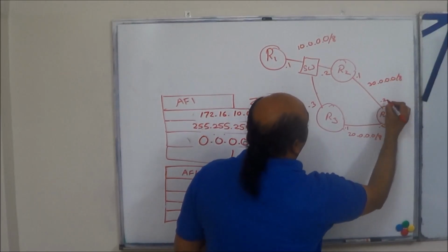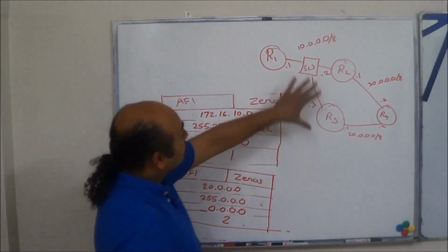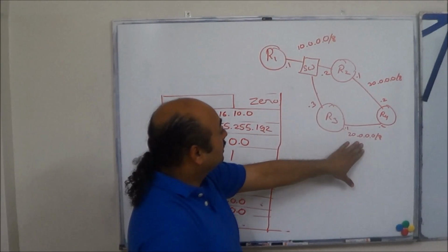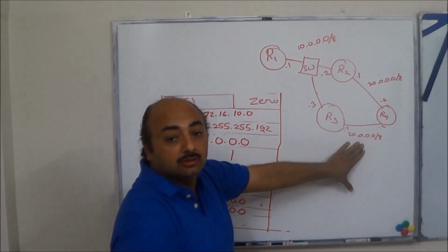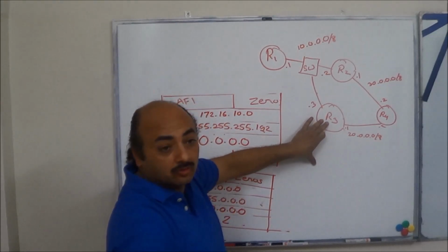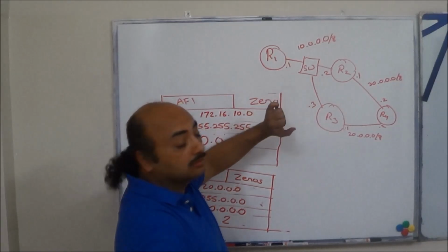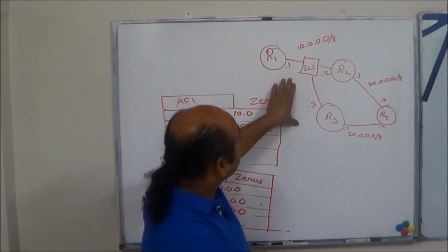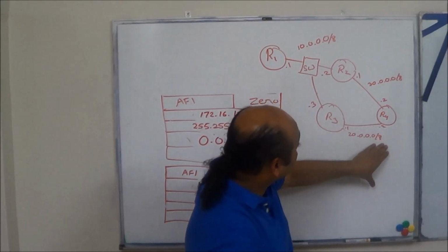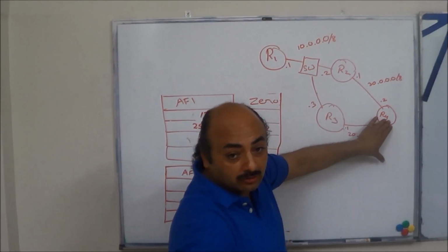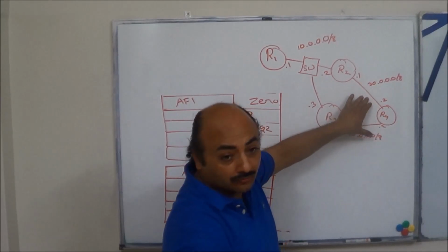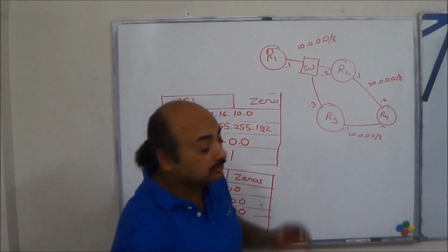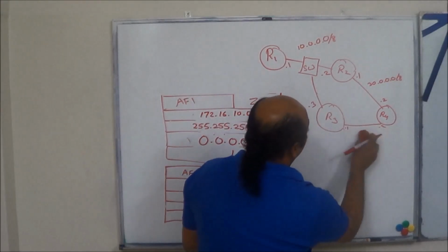Dot 1, dot 2. So if all of them are running RIP, then 20 network will be advertised by R3 at a hop count of 1. Right? Yes or no? And 20 network via R4 will be advertised to R2 at a hop count of 1. And this will advertise at a hop count of 2. Right? Let me further modify this diagram.